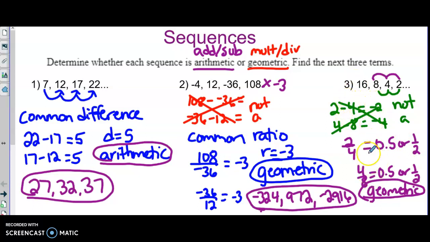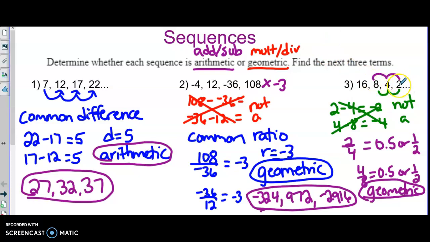But whenever something asks for the common ratio, it wants it as a fraction, as what you're multiplying by. So you wouldn't write r equals divided by 2. You would write r equals 1/2. So we're just going to keep multiplying by 1/2.